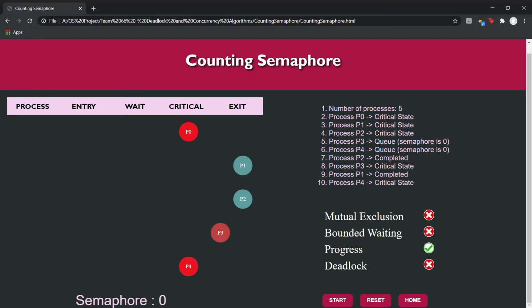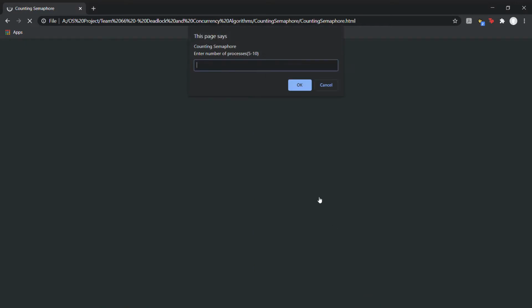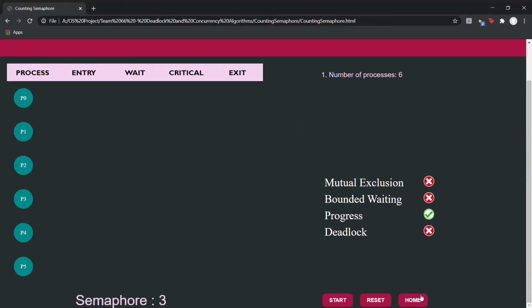Here also the process log is shown. Since multiple processes can enter the critical section at a moment, mutual exclusion is not followed, and neither is bounded waiting. We can reset, change the number of processes and go back to the home page.